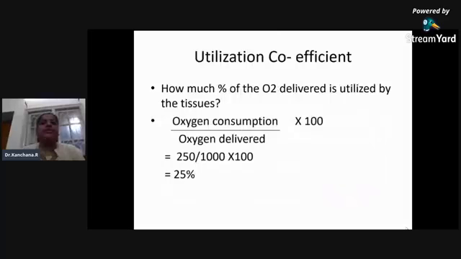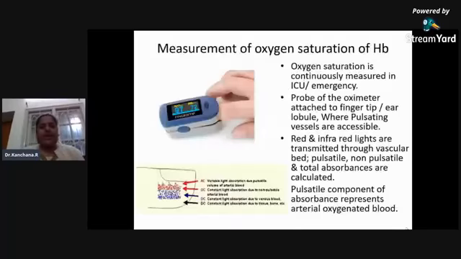Now, what is the utilization coefficient? It is what percentage of the oxygen which is delivered is utilized by the tissues. It is given by the formula oxygen consumption divided by oxygen delivered times 100, which is 250 by 1000 times 100, which is 25 percent. Now, coming to the applied aspect, you have measurement of oxygen saturation of hemoglobin.